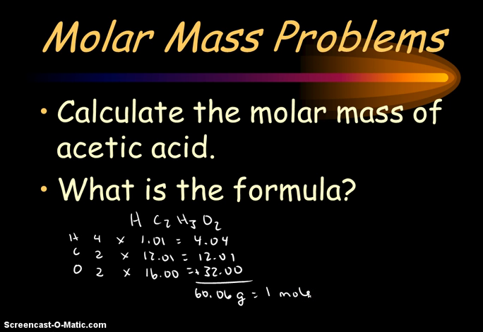And just like every atom has a particular atomic mass, how many grams there are per mole, every compound will have its own molar mass because the type and number of atoms that are present vary.